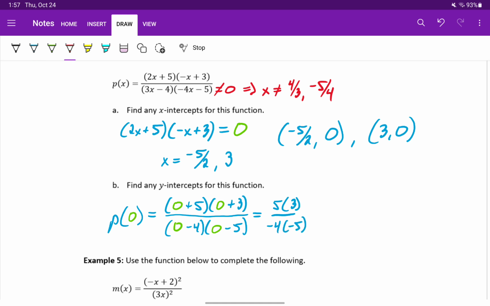We could either multiply together and reduce, or reduce first. 5 divided by -5 would reduce to 1 over -1, and we're left with 3 over -4 times -1, or 3/4. This tells us that we have a y-intercept at (0, 3/4).